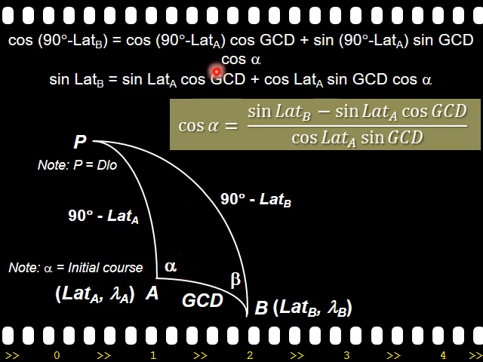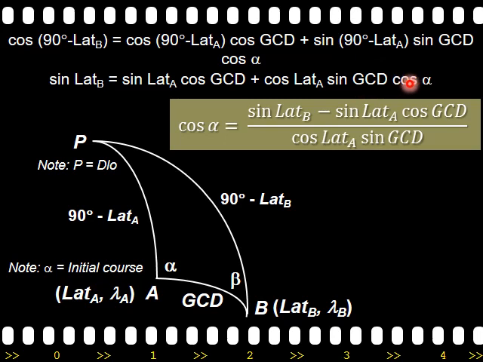So, kung gagawin natin siya ng ganito, gagamitin natin siya ng cofunction. Yung cosine dito magiging sine, kaya sine lat B na. And dito yung cosine magiging sine ulit, so sine lat A. Here, yung cosine GCD stays the same, kasi wala naman siya yung 90 degrees minus. Kaya dito, retain lang siya. Plus, meron tayong 90 degrees minus lat A, so yung sine, papalitan natin ng cosine. Pero ito yung sine GCD, again, retain lang siya, and the cosine alpha.